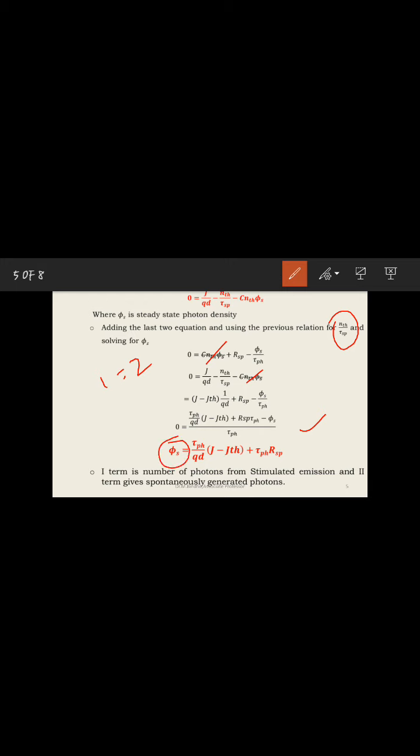Φ_s is equal to tau_ph (J minus J_th) plus tau_ph R_sp. The first term is the number of photons from stimulated emission and the second term is related to the spontaneously generated photons. Both are related to the number of photons being generated: the first term is under stimulated emission, and the second term is under spontaneous emission calculation.